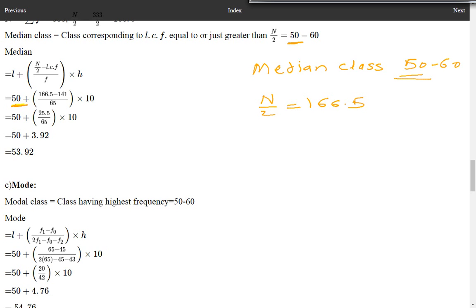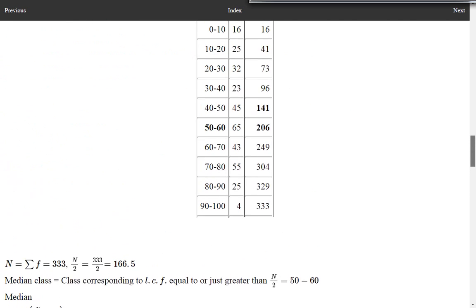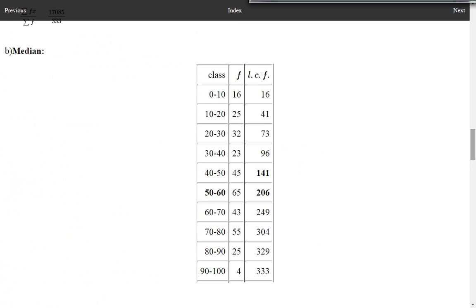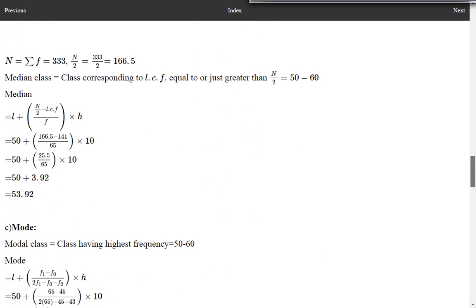LCF corresponds to the previous class. So the previous class is 40 to 50. Note that here the previous class is 40 to 50. This is the median class, and this one is the pre-median class, and its LCF is 141, that we are going to use here. Okay.